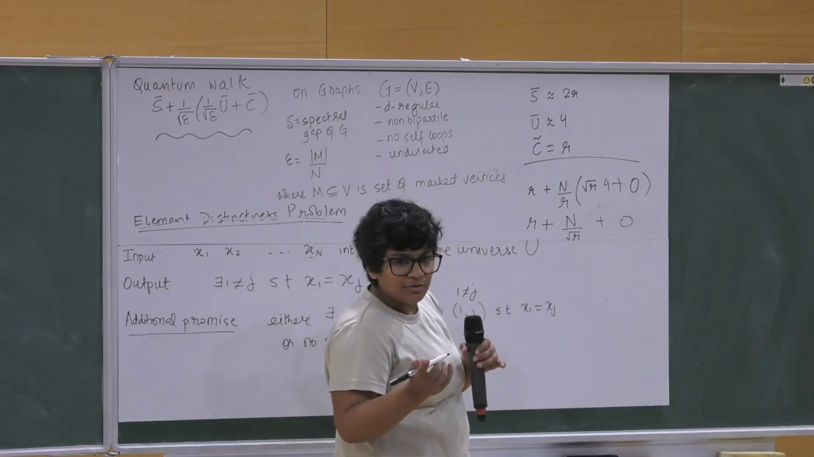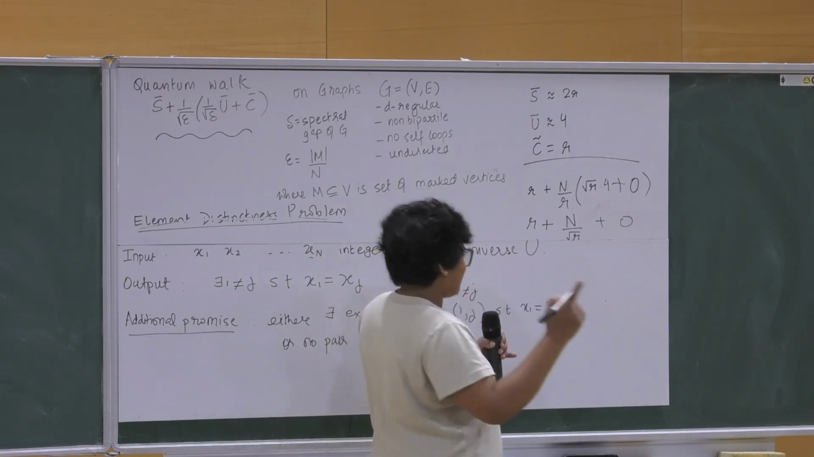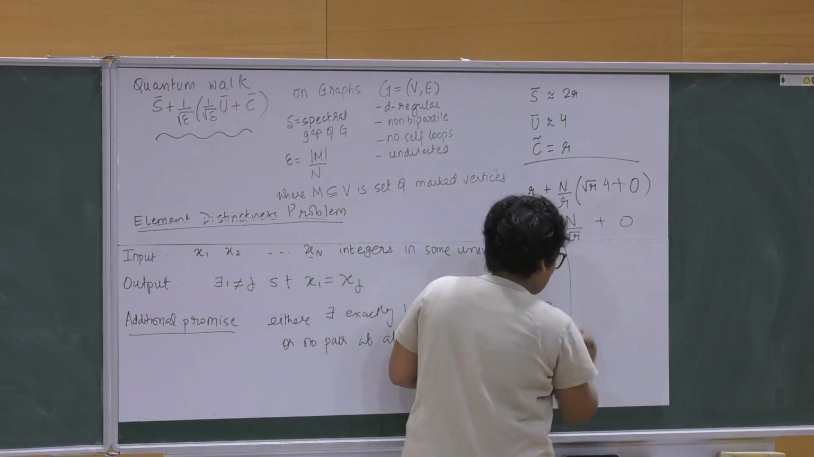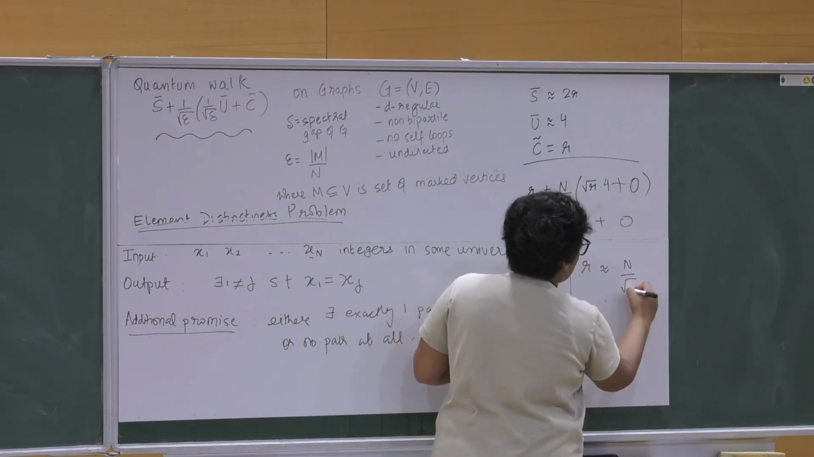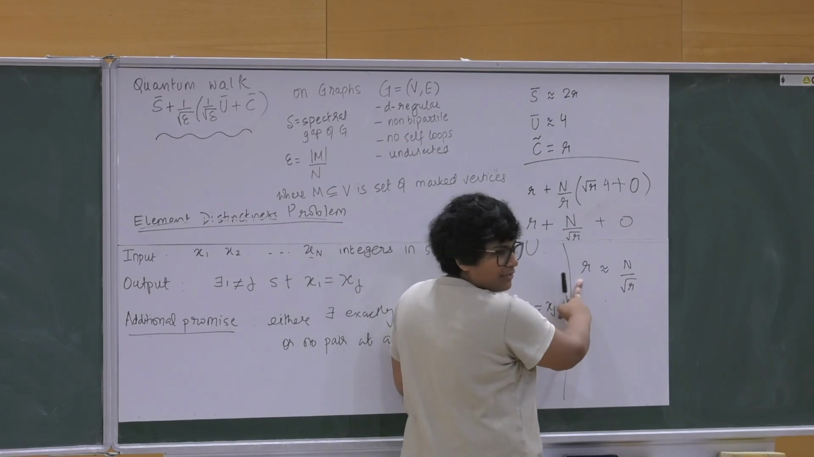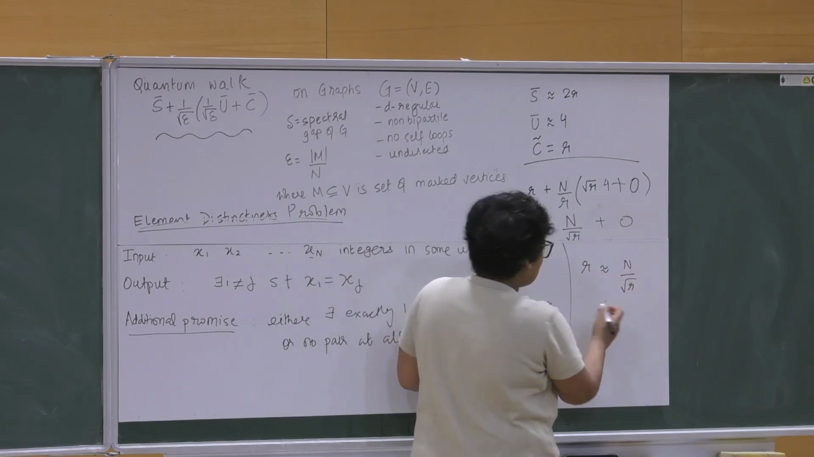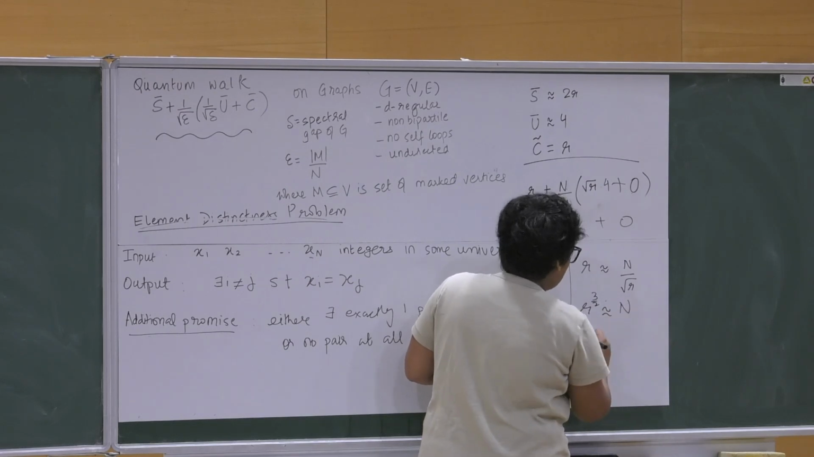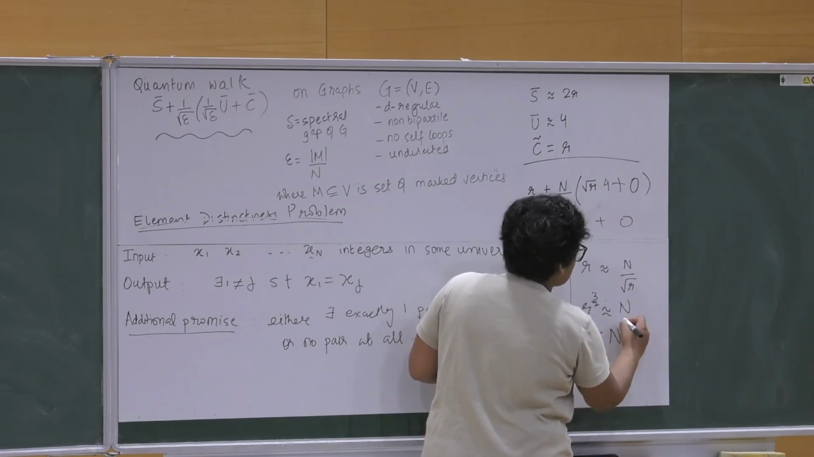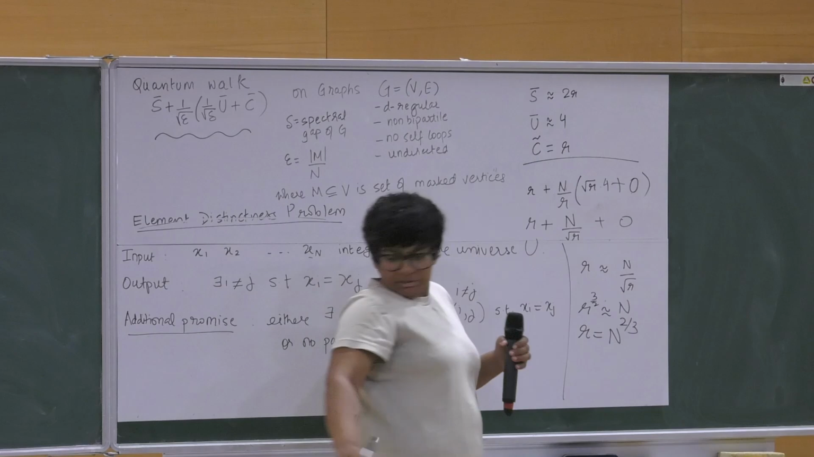Now we will see why it works, because you want this to be almost equal to n by root r. You want to choose the size of r in such a way that it is almost equal to this. So you get r to the power 3 by 2 is n. So you need to choose r as n power 2/3.